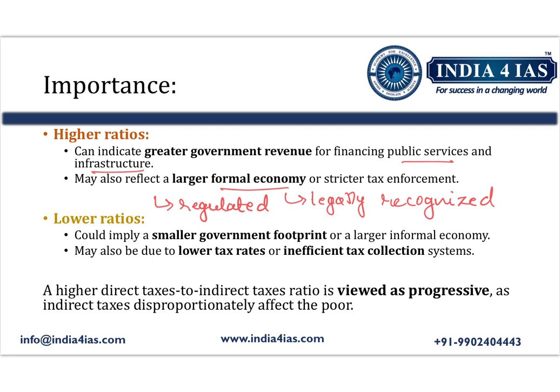This also indicates that there is stricter tax enforcement and there is a larger formal economy in the nation. So formal economy means economic activities that are legally recognized and regulated by the government. If the tax to GDP ratio is lower, it indicates that the economy is informal in nature. This also indicates that the tax rates are lower or the tax collection is inefficient in the system. Therefore, higher direct taxes to GDP ratio is viewed as progressive compared to the indirect taxes.